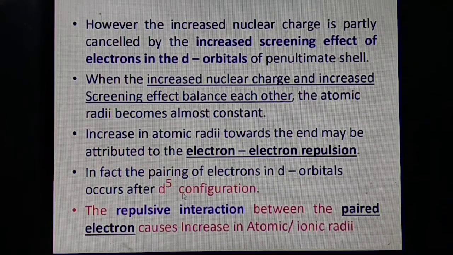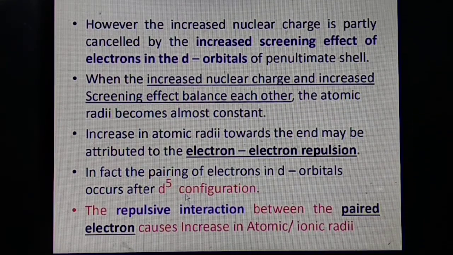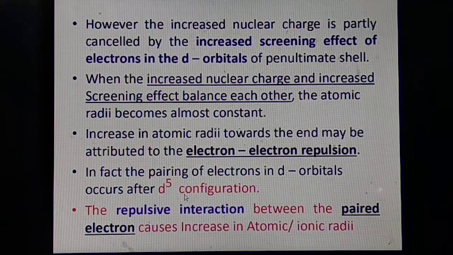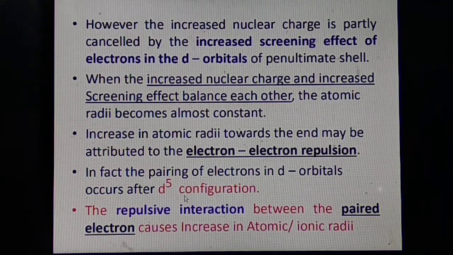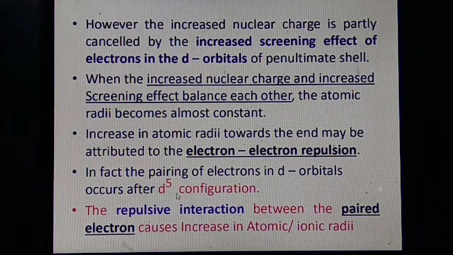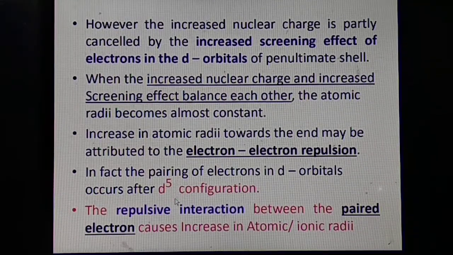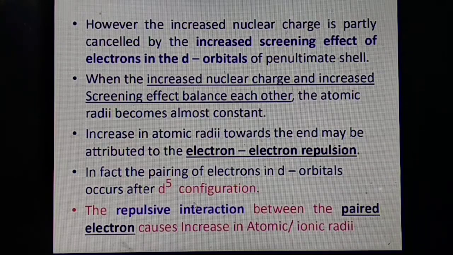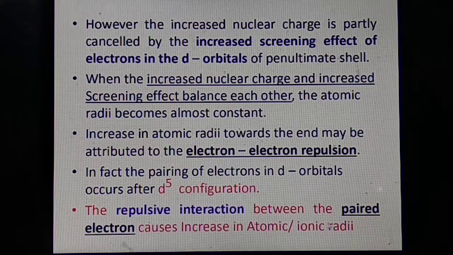Because d5 means dxy, dyz, dzx, dx²-y², dz². When you distribute the 5 electrons in the d orbitals, each d orbital gets 1 electron. When we give 6 electrons for distribution, the first 5 electrons go to the d orbitals one each, and then the first orbital, dxy, gets 2 electrons in the case of d6 configuration. The repulsive interaction between the paired electrons causes an increase in atomic and ionic radii.